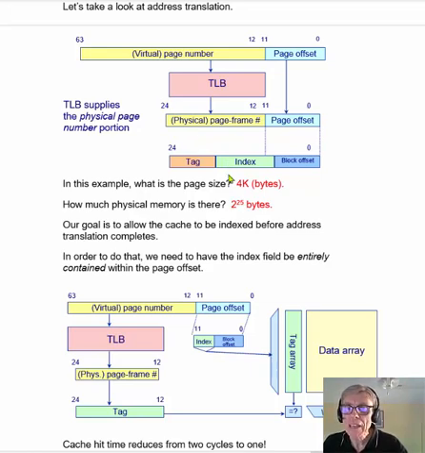If we want the cache to be indexed before address translation completes, we need to have the index field be entirely contained within the page offset. So we kind of need a bigger page offset there. If the physical frame number overlaps the index, we don't know what the index is until address translation completes. But if the page offset is big enough for them not to overlap, then while we're looking up the page number in the TLB, we can be accessing the cache set where the block would have to be if it's cached. In that case, the cache hit time reduces from 2 cycles to 1, but there are some constraints.